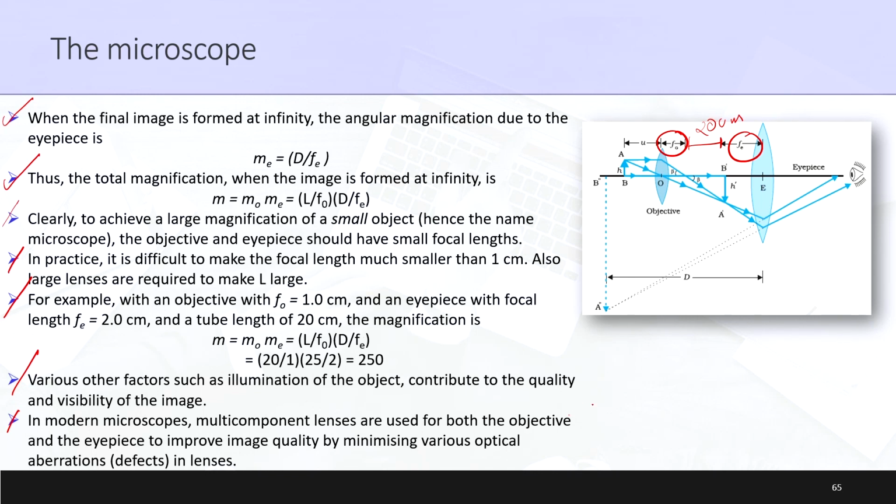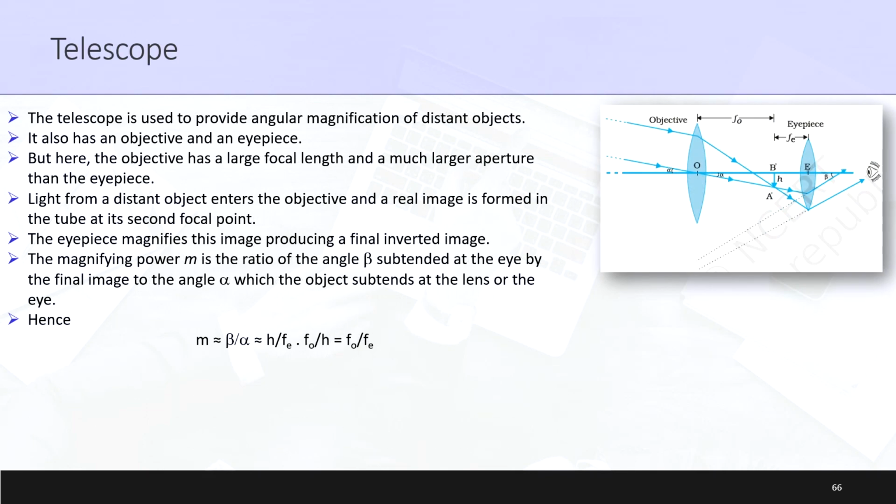So, these are basically the applications. In modern microscopes, multi-component lenses are used for both the objective and the eyepiece, to improve image quality by minimizing various optical aberrations or defects in lenses. Okay, so that is the complete end of the microscope, I guess. In the next lecture, we will start with the telescope, then the summary, and that will be the end of ray optics and optical instruments.